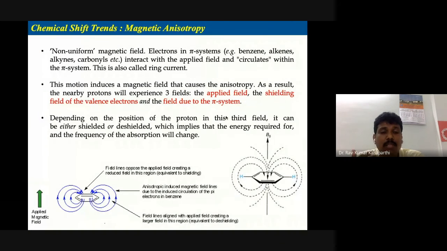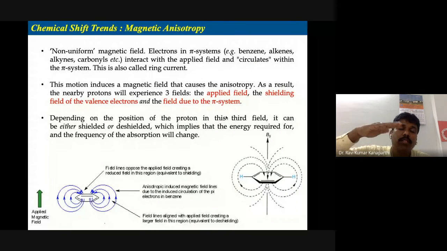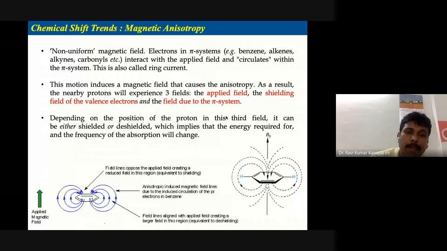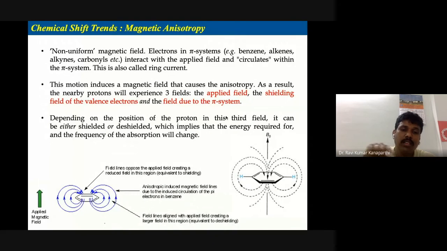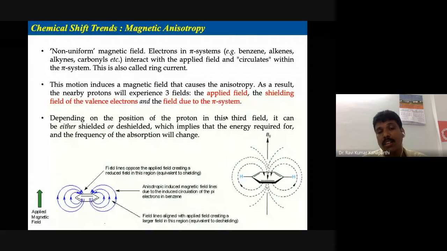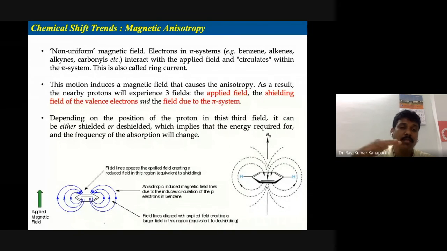Especially in the case of benzene, the circulation is much more prominent. You know that you have a lobe of electron density above the plane and then below the plane. By default, you have the pi orbitals, the pz orbitals, above the benzene ring and then below the benzene ring, and in between you have the benzene plane, the benzene skeleton. The moment you place it in an external magnetic field, these pi electrons circulate.